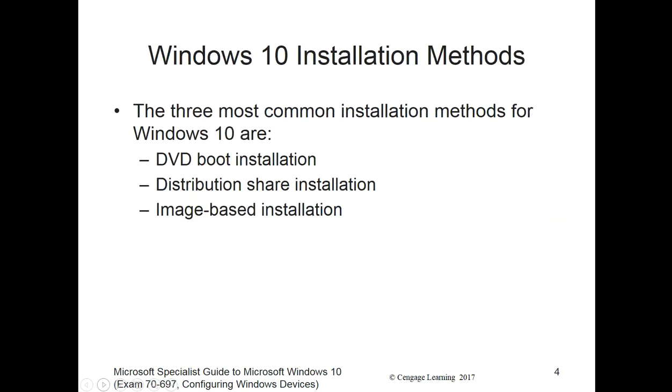So let's move on. There are three of the most common installation methods for Windows 10. The first is a DVD boot installation. Windows 10 still fits on a DVD. The latest version of Server does not, however. So while we can still use a DVD, it is inefficient. We can use a distribution share installation, and we can also use an image-based installation. Let's go talk about each one of those.